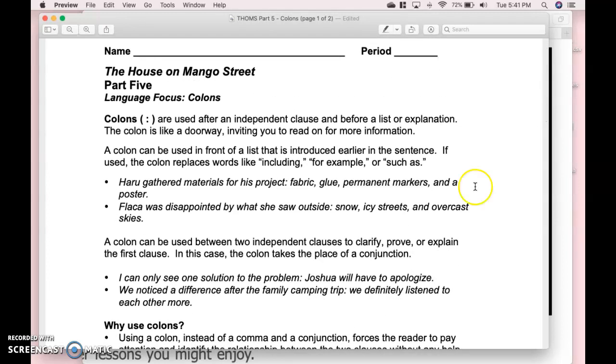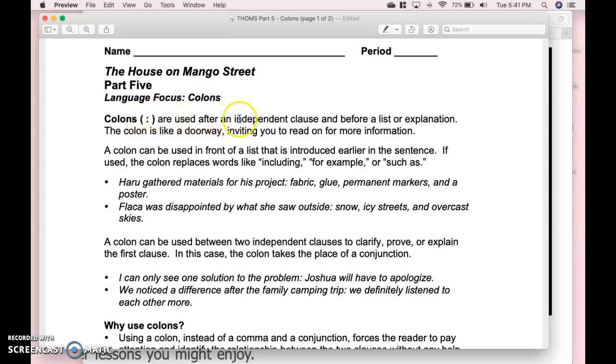So let's go ahead and get started and talk a little bit about what colons are. So colon is this symbol right here. You've used it before. I'm sure I use it to make emojis. This one looks like a smiley face. So that is a colon, the double dot.